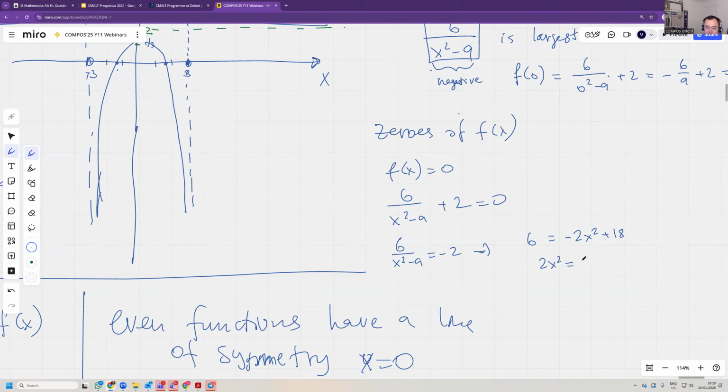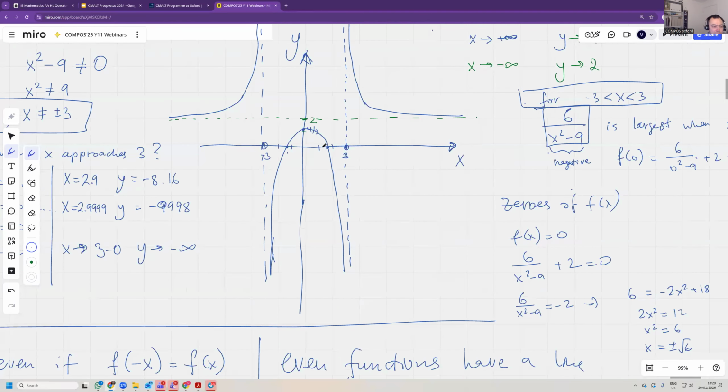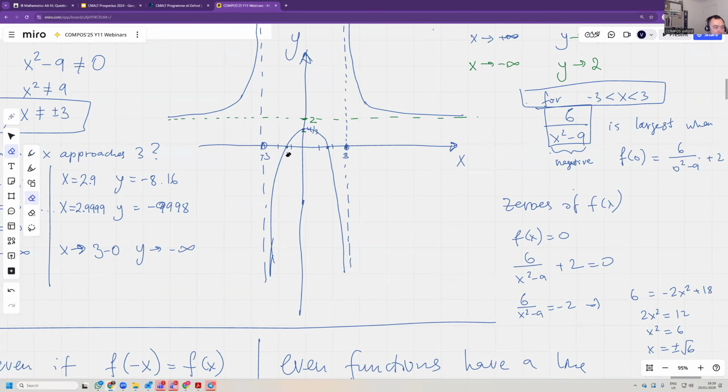2x squared equals 12. X squared equals 6. X is plus or minus √6. So this is point √6, so that's more than 2. Okay, so slightly off. This is minus √6, and this is plus √6. So the graph looks like this.